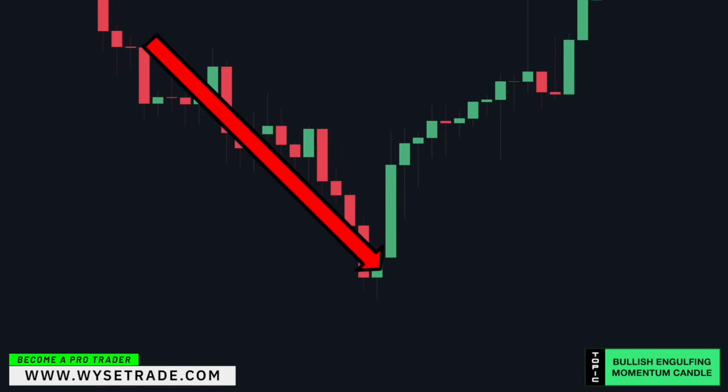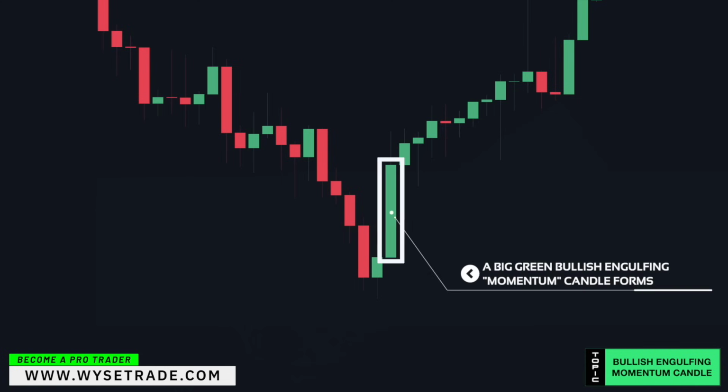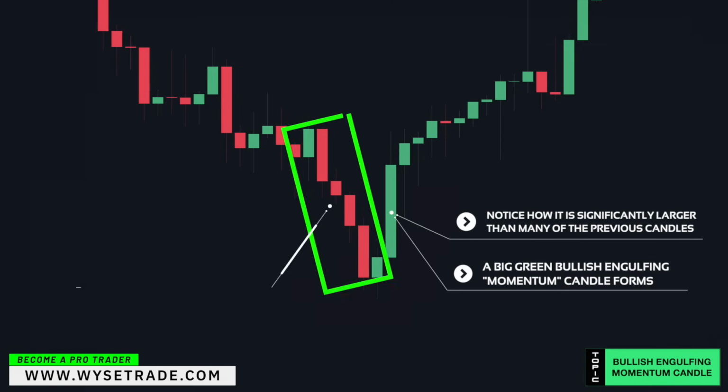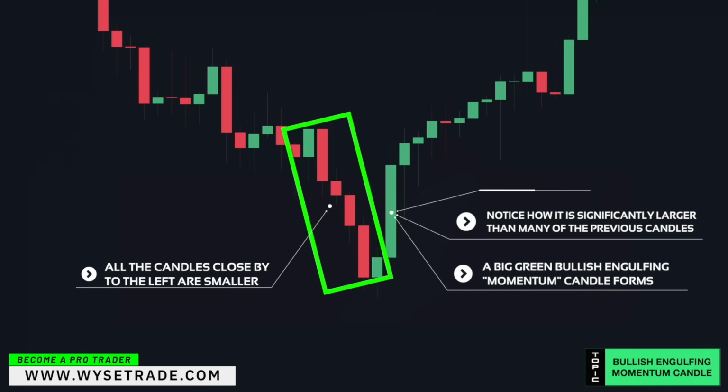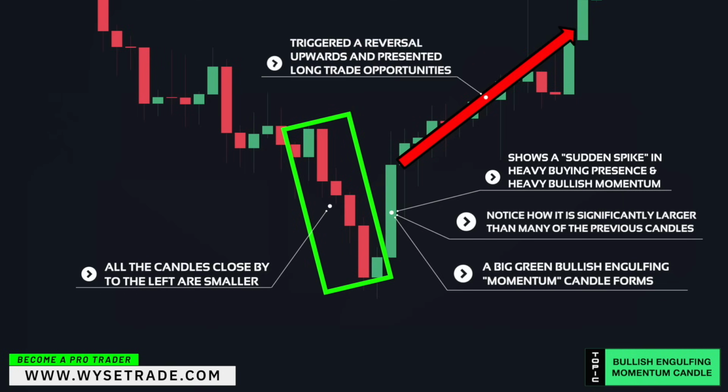You have a moving downtrend before a big green, bullish engulfing momentum candle forms. Notice how it is significantly larger than many of the previous candles, which shows a sudden spike in heavy buying presence, signals heavy bullish momentum, triggered a reversal upwards, and presented long trade opportunities along the way up.